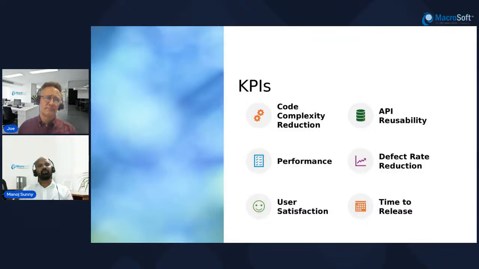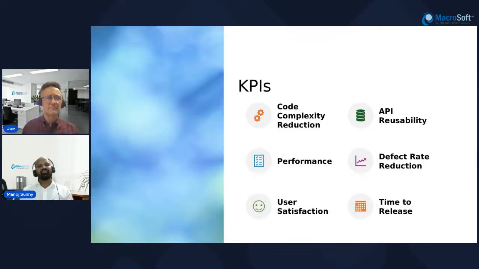Another visible attribute is performance improvements. We track things like API response times and how the system holds up under load. A faster system always makes a user happy. Next one is defect rate reduction, which again makes the developers' life easy. This simply means a lower number of bugs, especially the kind that are common in legacy systems.